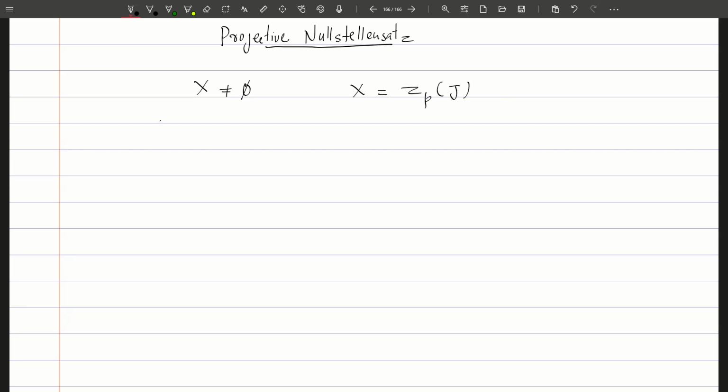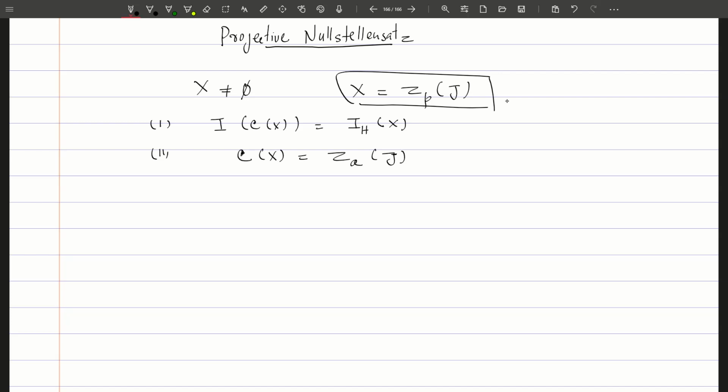Then we saw that the ideal of the cone of X is actually the homogeneous ideal of the set X, and the cone of X itself turns out to be the affine zero set of the ideal J. So the cone reduces projective algebraic sets to affine algebraic sets. Over here we have X, a projective algebraic set, and by taking its cone we get the affine algebraic set. Now this helps us to state and prove the projective Nullstellensatz.